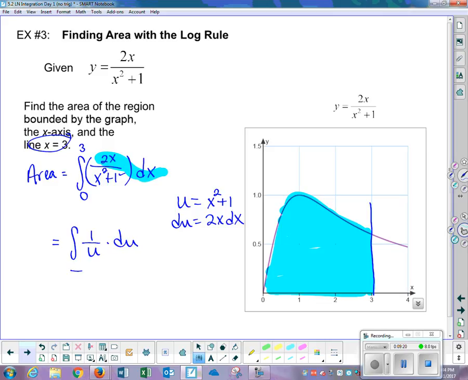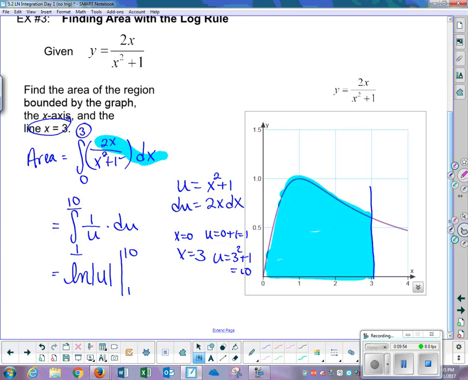Let's update our bounds, and to do that, when x is 0, u is 0 plus 1 or 1. Found our lower bound. When x is 3, the upper bound, we will get u is equal to 3 squared plus 1, which is 10. So now I just need to integrate. I'm going to get the integral of 1 over u as natural log absolute value of u. No plus c because we are a definite integral from 1 to 10.